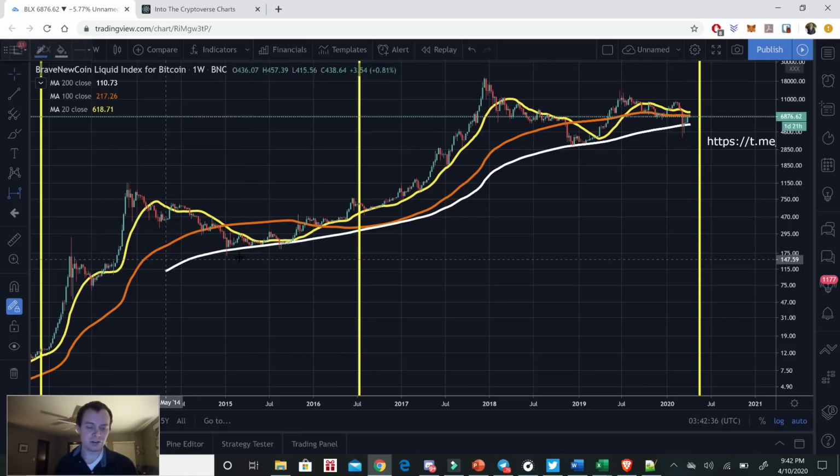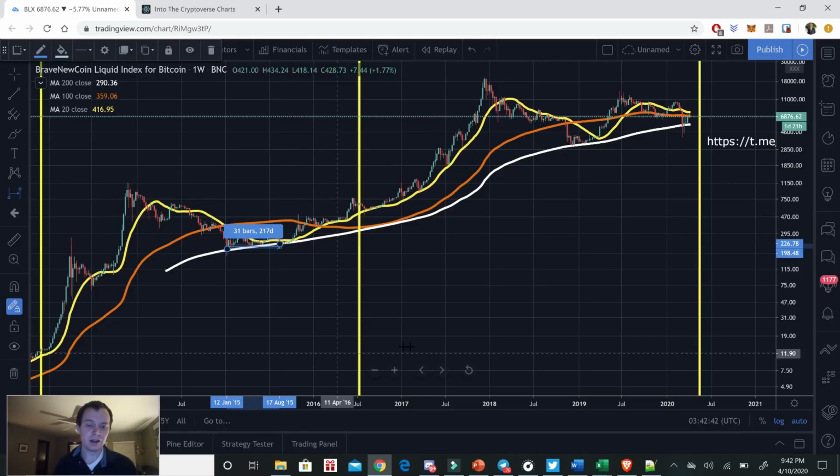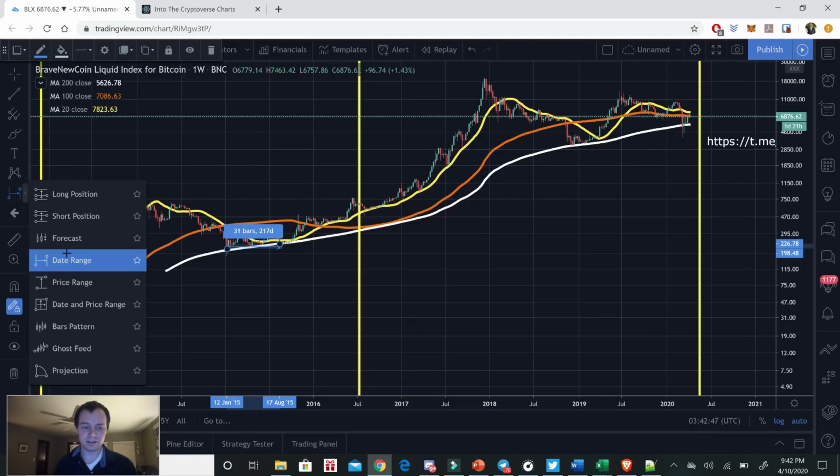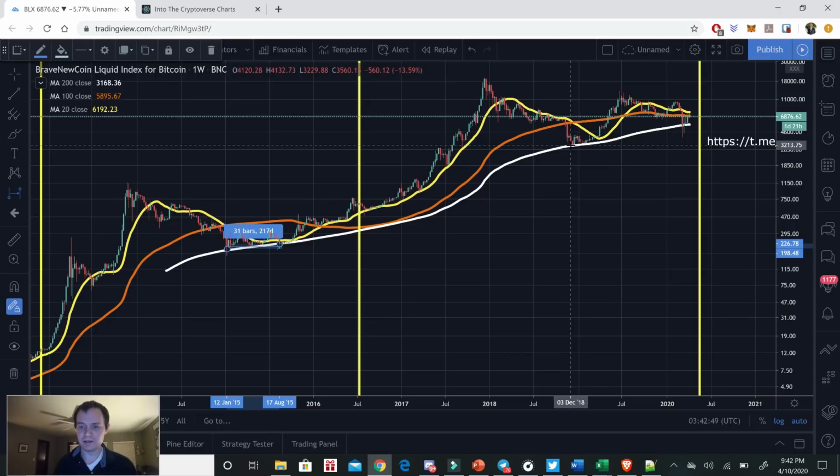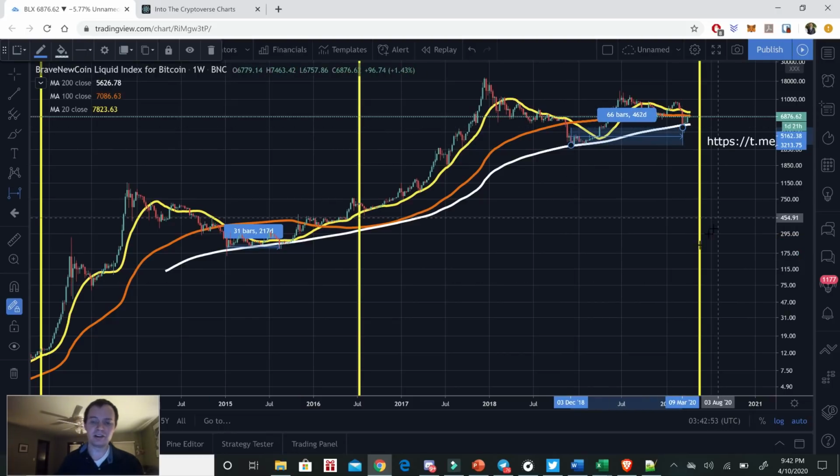And let's just take a measured move so you get an idea. From here, the first time we hit the 200 week, to then after we broke the 20 week back to the 200, it took 217 days. Okay, but in the current market cycle, the first time we hit that 200 week to then we got back to it, it took 462 days.